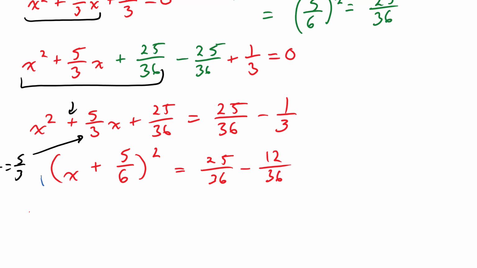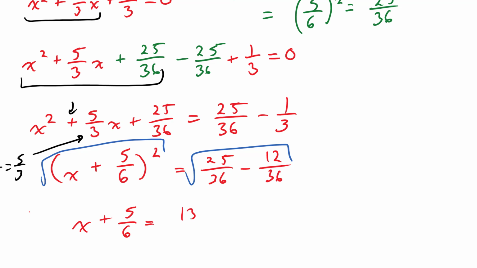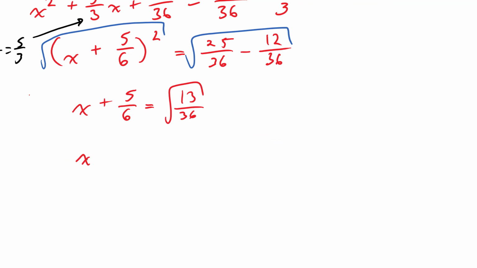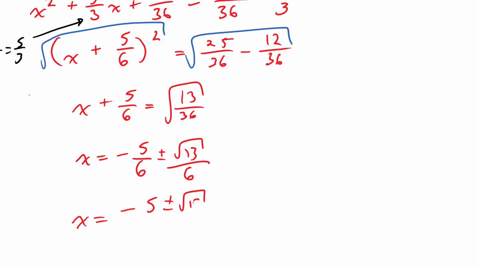In order to get rid of the square root symbol, we're going to square root this side and do the same thing to the other side. X plus 5 over 6 is equal to, combining those together, square root of 13 over 36. Isolate x on its own by swinging the 5 over 6 to the other side, becomes minus 5 over 6. Notice this, plus or minus, I can take the square root of the 36, which is 6. And look, I have a common denominator. X is equal to negative 5 plus or minus square root of 13, over 6.